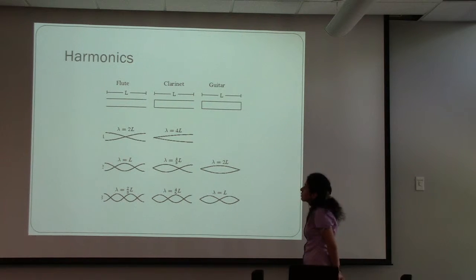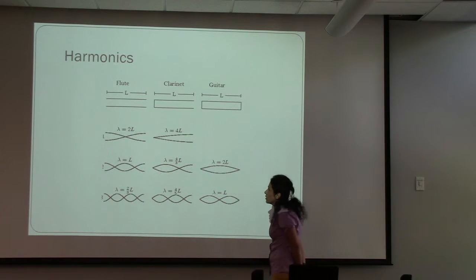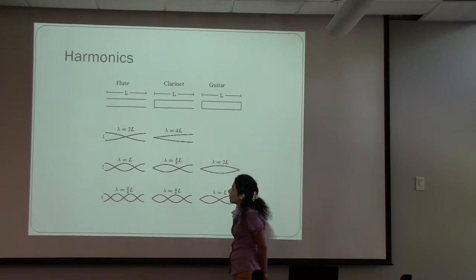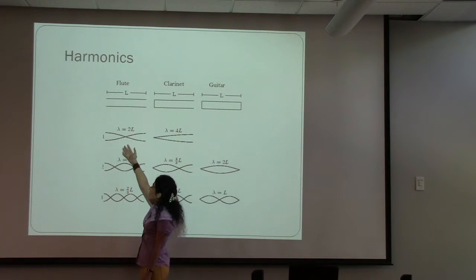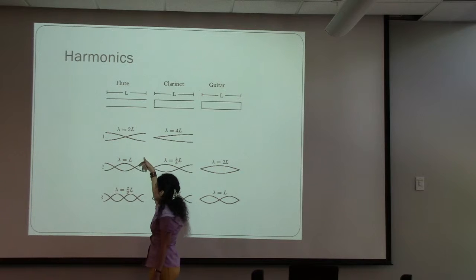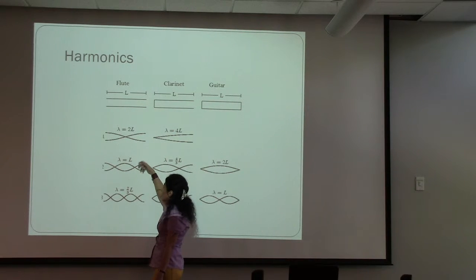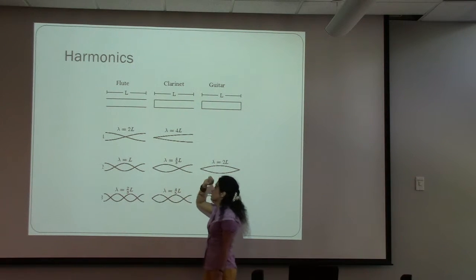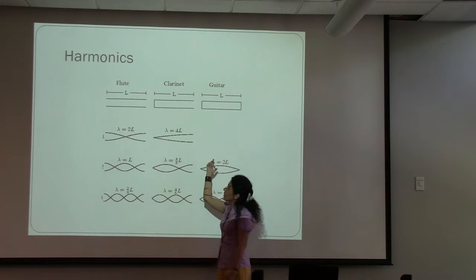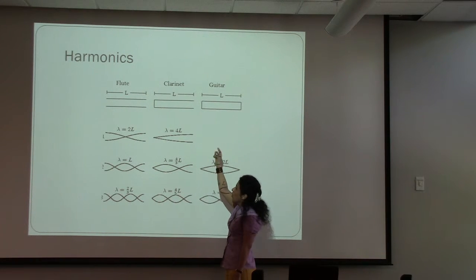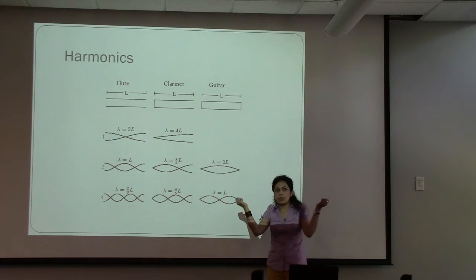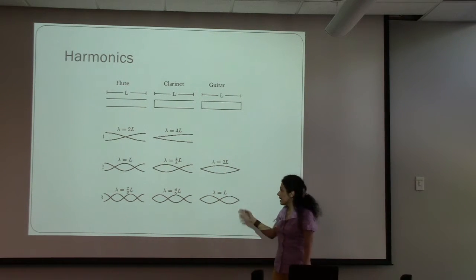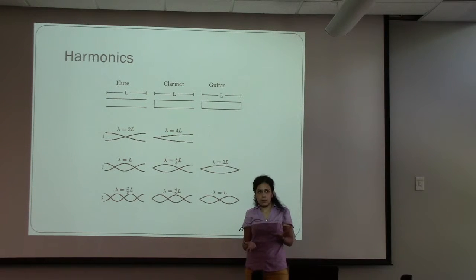So I want to measure how these instruments are different. For example, if I have a tube and it's open at both ends, we have the harmonics like this. So the standing waves are different from the previous slide. In the case of a clarinet, it's a closed-open tube, so the harmonics are different. And for a guitar, it's a string fixed at both ends. That's why instruments sound different.